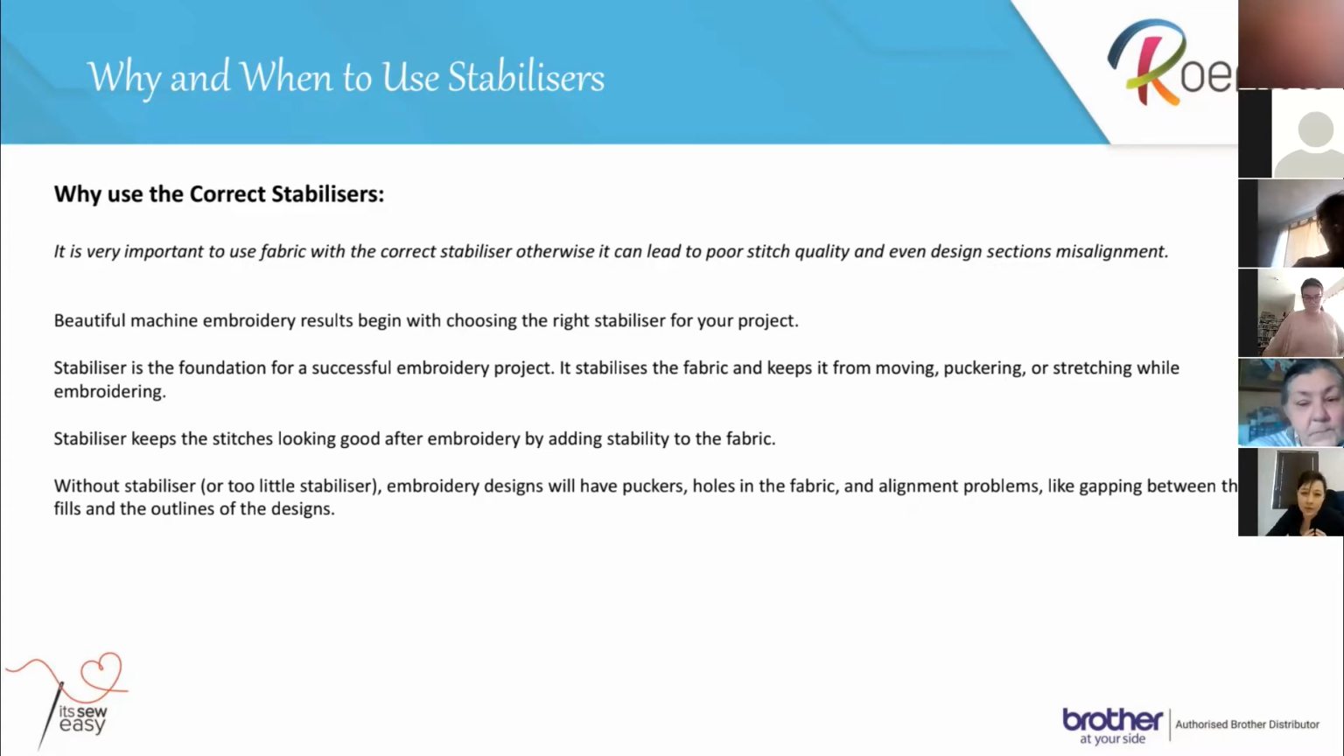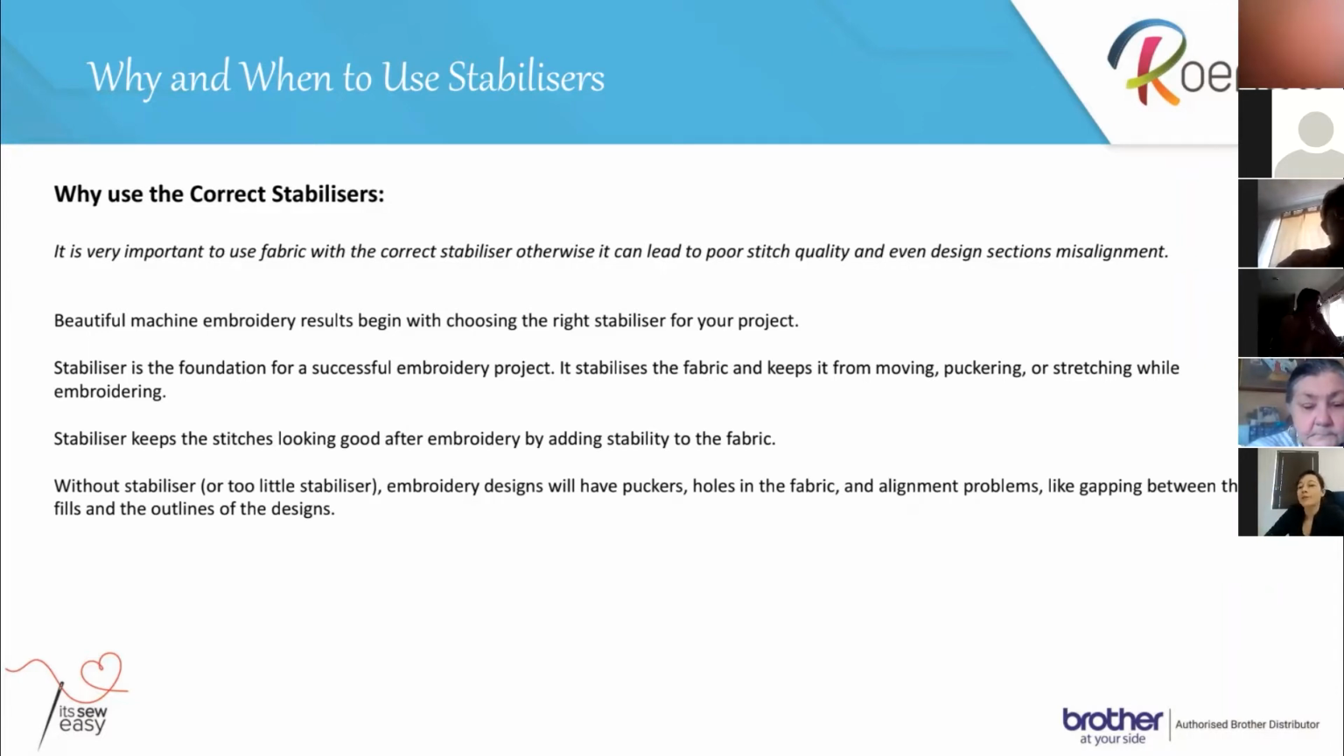Stabilizers are absolutely the foundation to a successful embroidery project. If you're using the incorrect stabilizer, you could have loose thread tension, you have that misalignment, and it just doesn't look as beautiful as when you're using the correct stabilizer. It's also best to use 505 spray adhesive in between the two layers, because sometimes the top layer can still move. That's why it's best to hoop the two together. Then your stabilizers will help your stitches stay in place and looking good after a while.